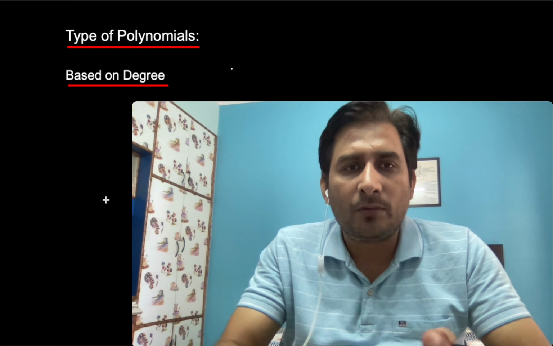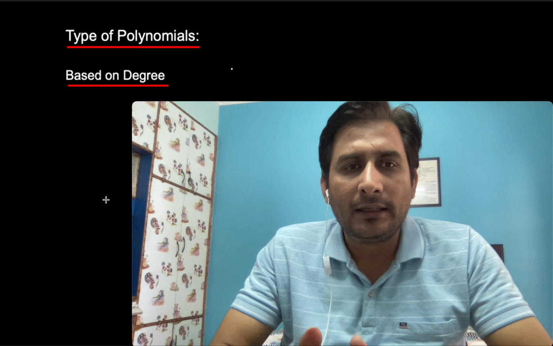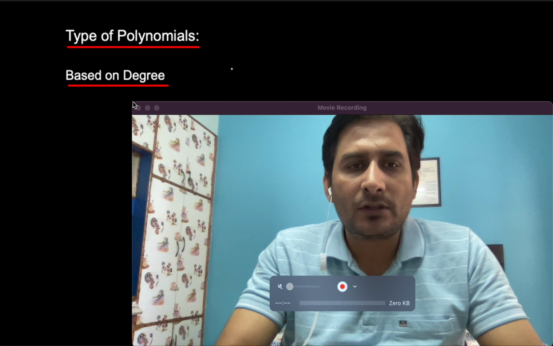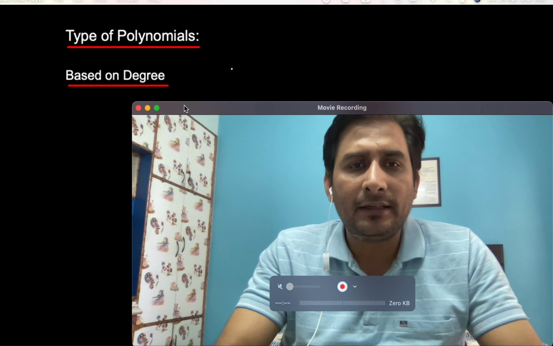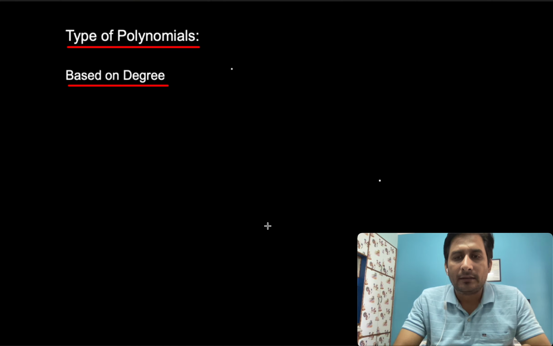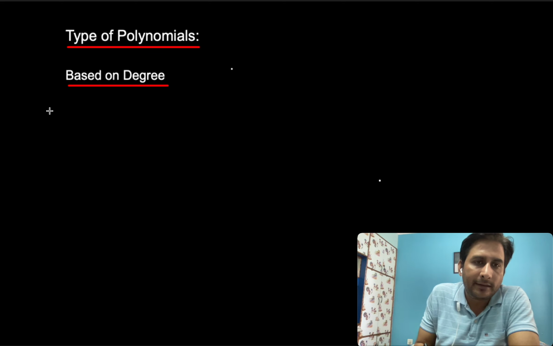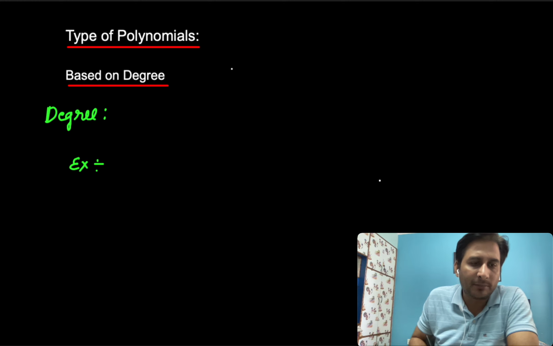This is the type of polynomial based on the degree, right? So first of all, let me define what is degree. What do you understand by the word degree? Degree means... Let us understand this thing with the help of an example first.